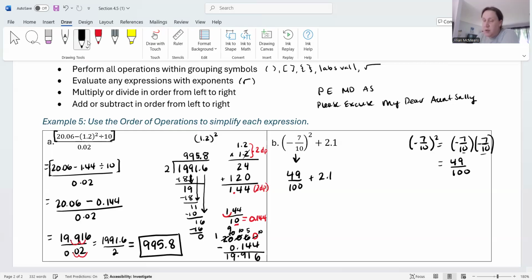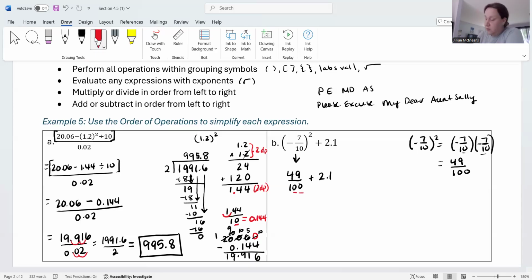And then don't forget we have plus 2.1. Well, 49 over 100, it's easier for me if I'm adding decimals than to add fractions. So I don't want to try to convert 2.1 to a fraction. Instead, I'm going to convert 49 over 100 to a decimal. And it's actually really easy because dividing by powers of 10 isn't too bad, okay? So we count the zeros in our power of 10. We have 2. So that tells me I can move a decimal to the left twice.